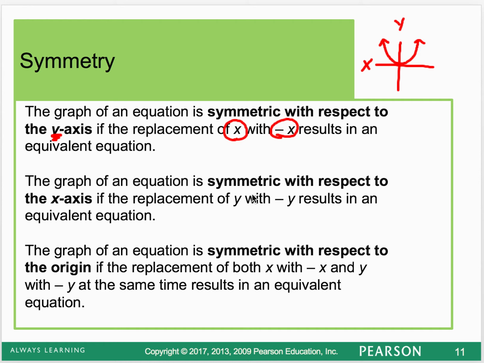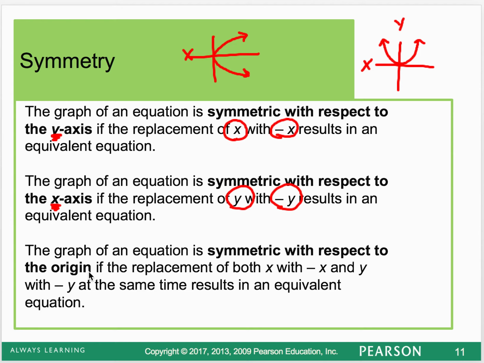Okay, the graph is symmetric with respect to the x-axis. Okay, and notice none of these would be functions if they're symmetric with respect to the x-axis. But to tell if the equation is that way, then you replace y with negative y. And if you get the same thing, it's symmetric with x. Notice, to tell about the y-axis, you replace the x's. To tell about the x-axis, you replace the y's.